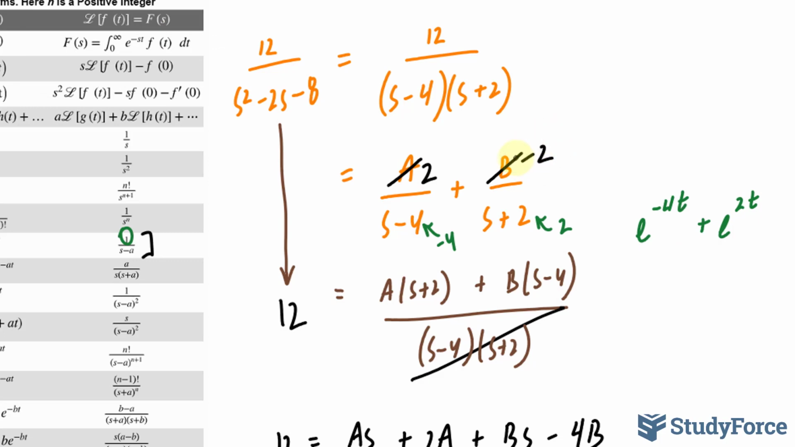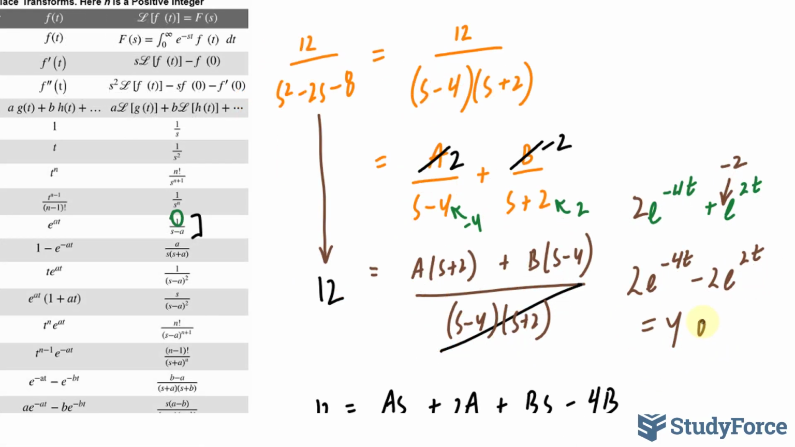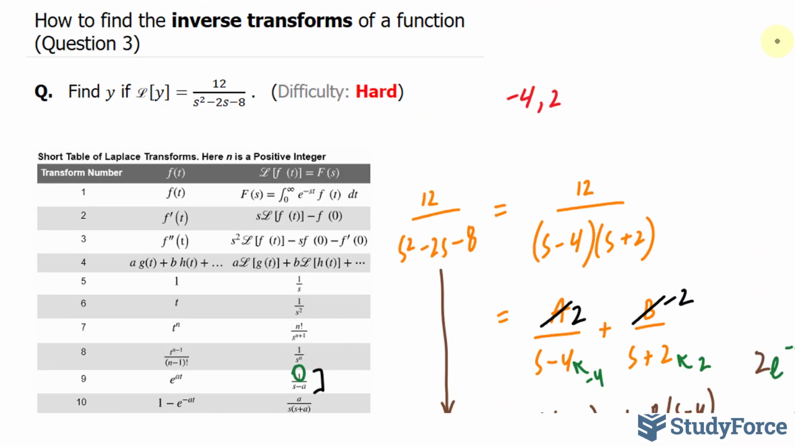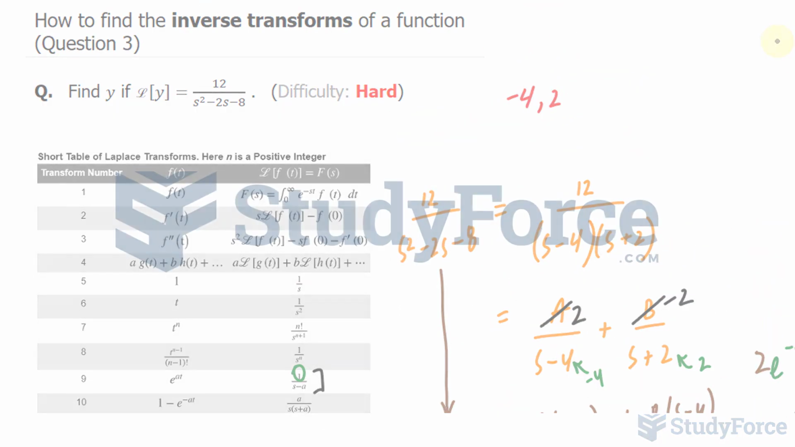To compensate for the fact that we had a minus 2 here, you'll write it down as a coefficient, and this 2 will be written as a coefficient. So you have 2 times e to the power of negative 4t minus 2 times e to the power of 2t. This is equal to y or f of s. And there you have it. That is how to find the inverse transform of a function.